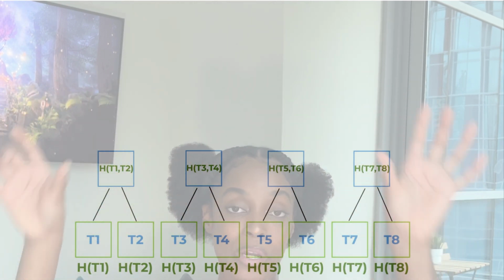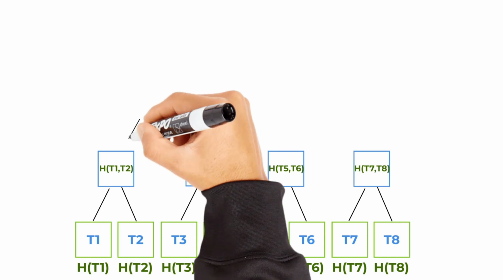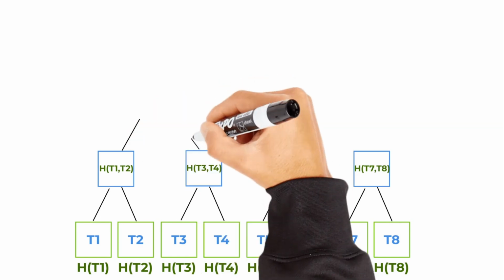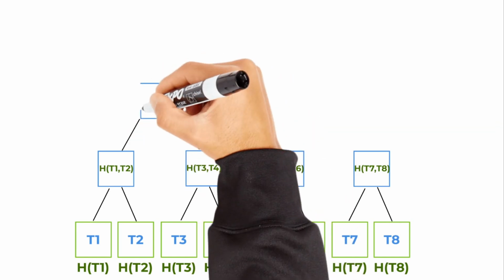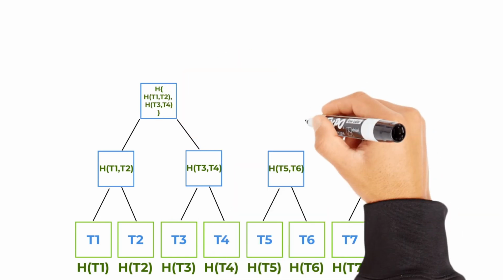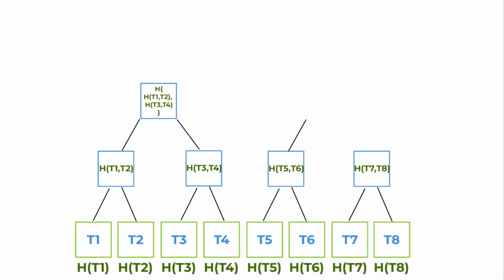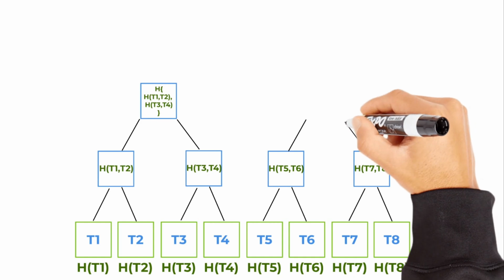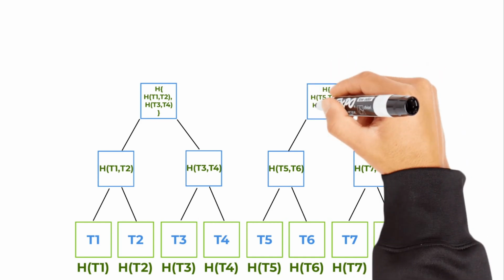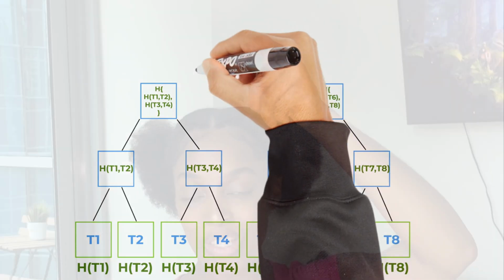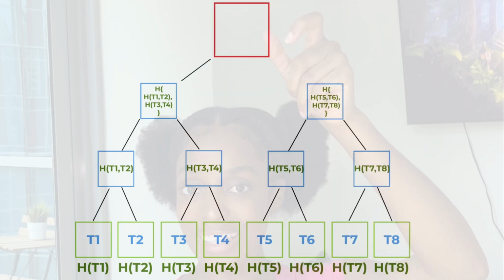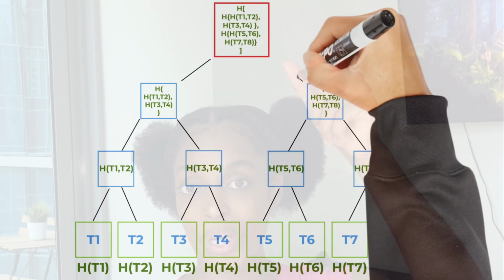So we're going to continue again. We're going to hash the hash of T1 and T2 with the hash of T3 and T4. That will go there. And then we're going to hash the hash of T5 and T6 alongside the hash of T7 and T8. And then we have 2. We do that again. And then finally, we get to the top of the tree where we have a single hash, and this hash is considered the root of the tree.